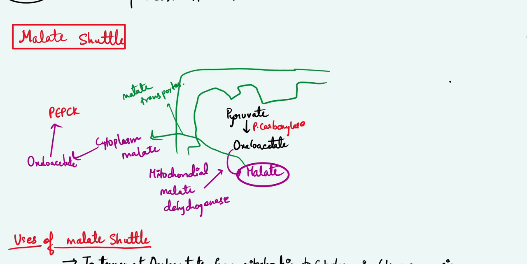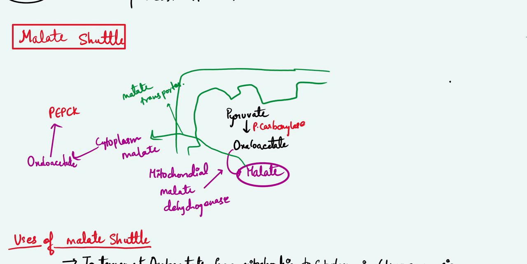So what are the steps involved in the malate aspartate shuttle? The first step is the cytoplasmic reduction of oxaloacetate to malate, because oxaloacetate cannot cross the mitochondrial membrane, so it is converted into malate in the cytoplasm with the help of the enzyme malate dehydrogenase. The reaction is oxaloacetate plus NADH plus H+ gives malate plus NAD+. Here NADH donates electrons, converting oxaloacetate into malate.